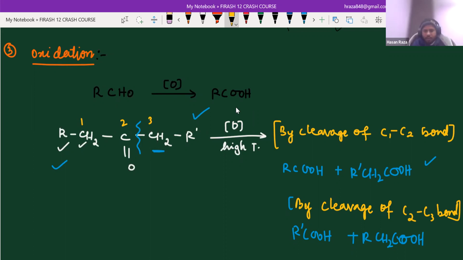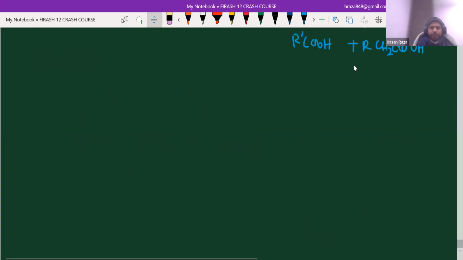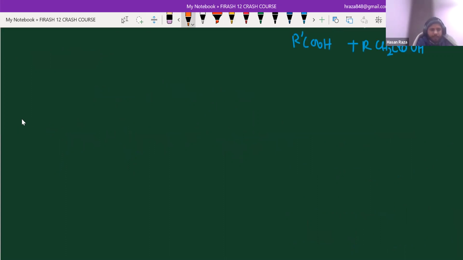So this is how we do oxidation. Now, from oxidation, there are some more important points with which we can easily distinguish between ketone and aldehyde. And here it comes. Tollens test. Basically, we use ammoniacal silver nitrate in this Tollens test.